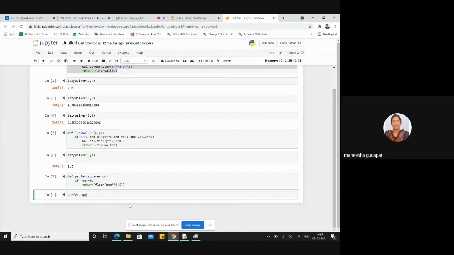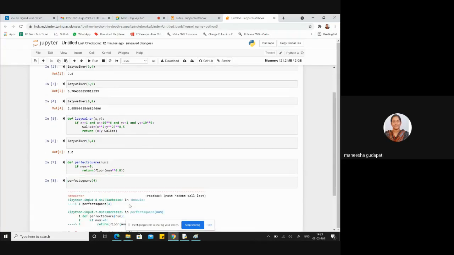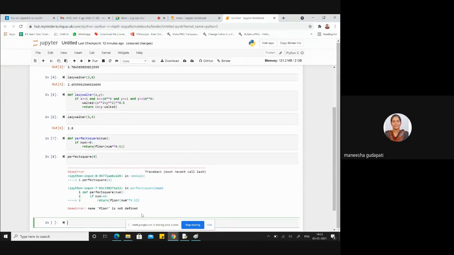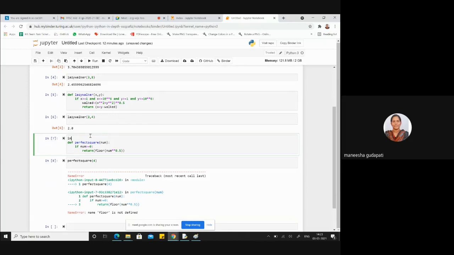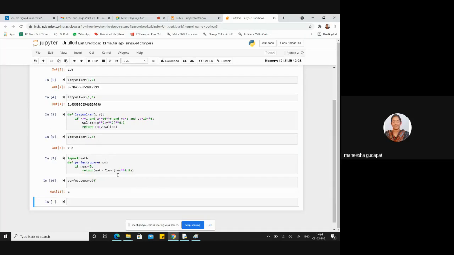Perfect square of, but suppose if I give 4, what happened? Floor is not defined. Again here, floor is present in the math module. So perfect square of 4 is 2.